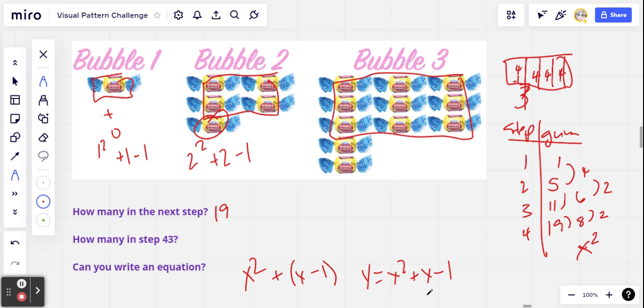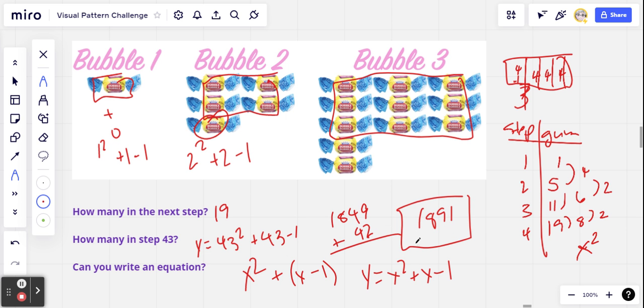So to find how many pieces of gum in step 43, we just plug 43 into this equation. So that would be y equals 43 squared plus 43 minus 1. And let's see, that's 1849 for the 43 squared. And 43 minus 1 is 42. So we're adding that. And that is 1891, I think. You can double check my math on that one, but I think we're going to have 1,891 pieces of gum in bubble 43.